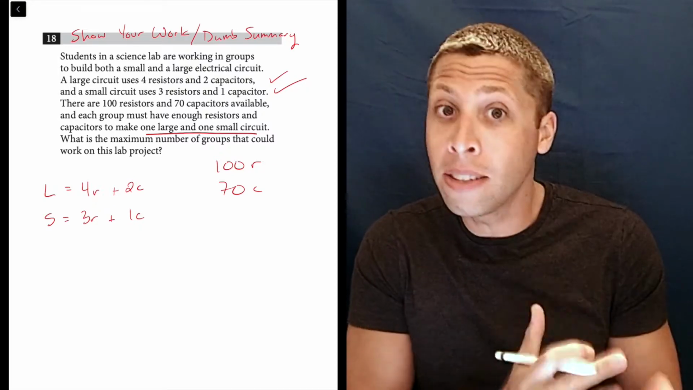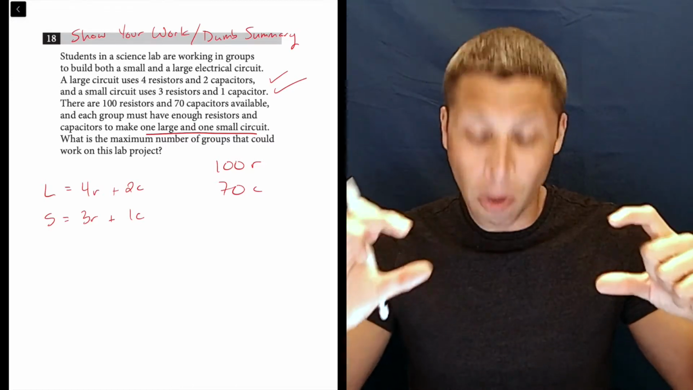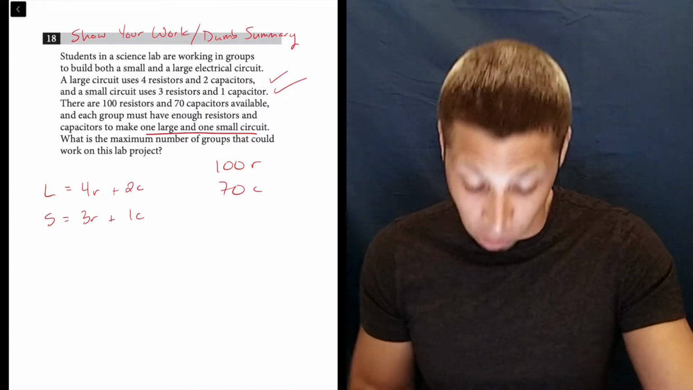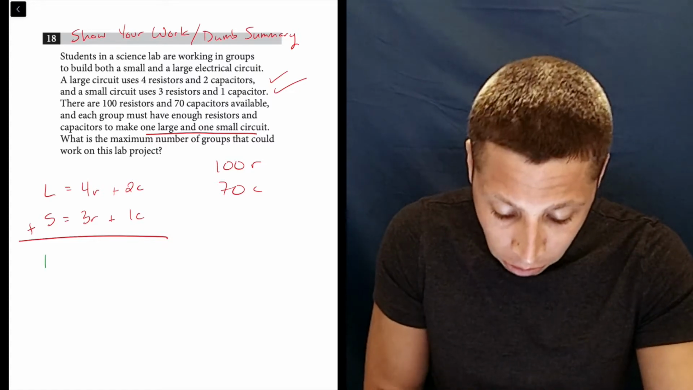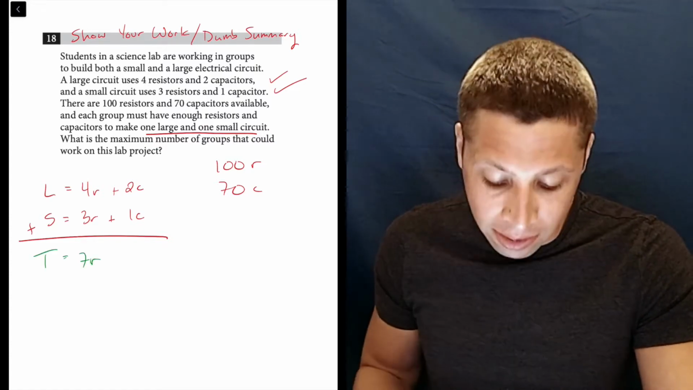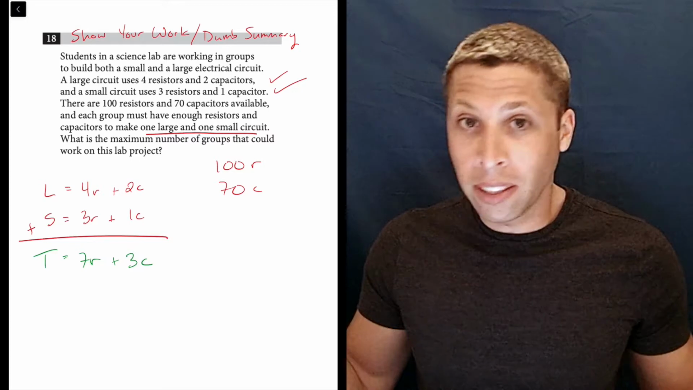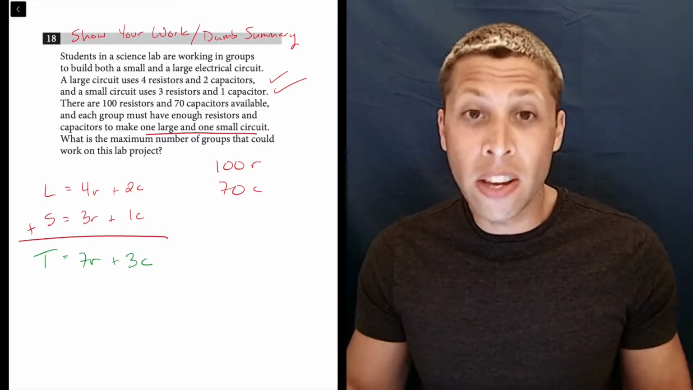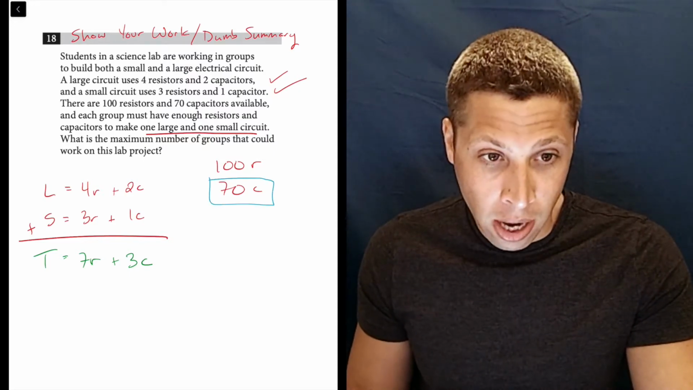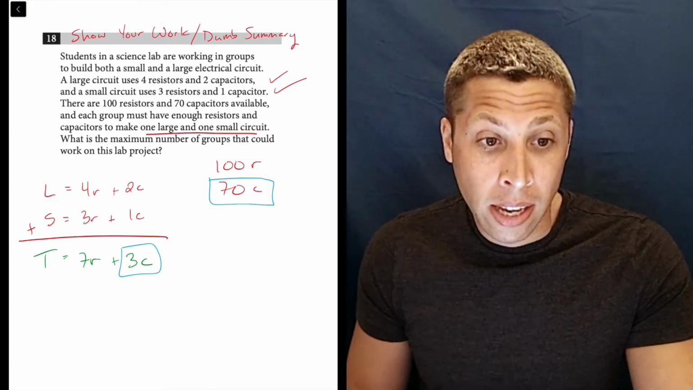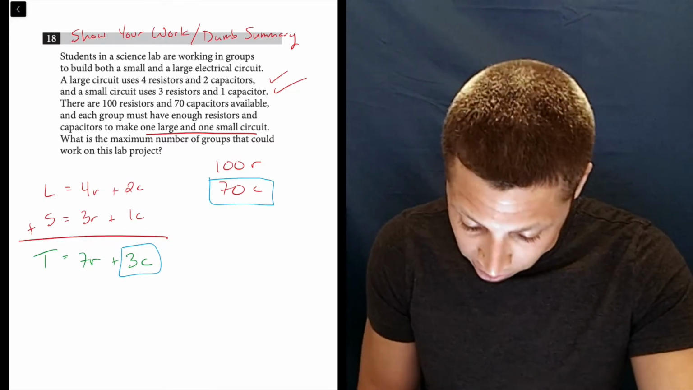So what we need to do first is understand, okay, we've got 1 large circuit, a small circuit, but each group needs to make 1 of each, right? So we've got to add these 2 things up and see what we get. So in total, each group is going to need 7 resistors and 3 capacitors. Okay, I don't know what the limiting factor here is going to be, so I need to do the division to figure that out. So let's first focus on the 70 capacitors. Each group is going to have 3, so how many groups would we be able to get out of those 70? So that's just a division problem.